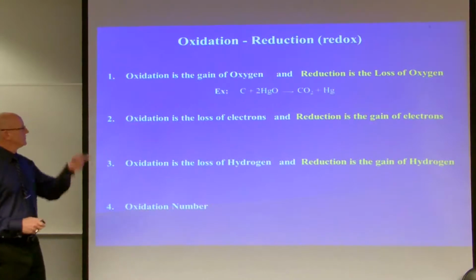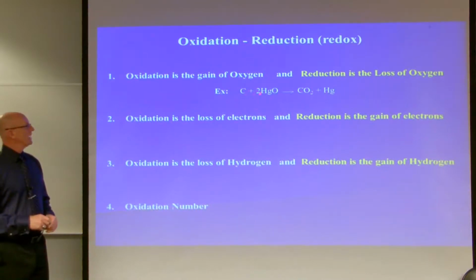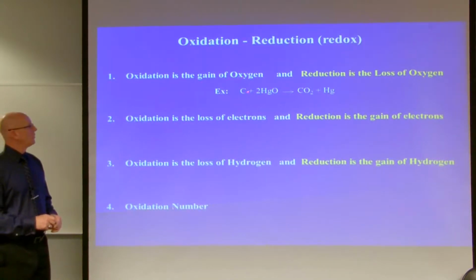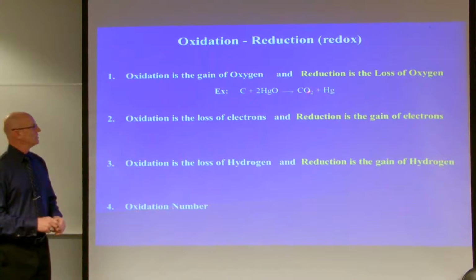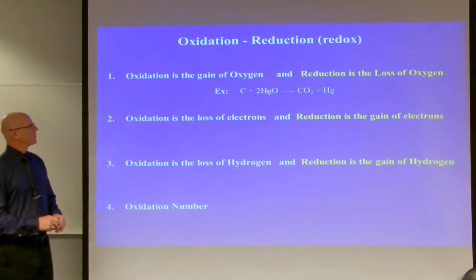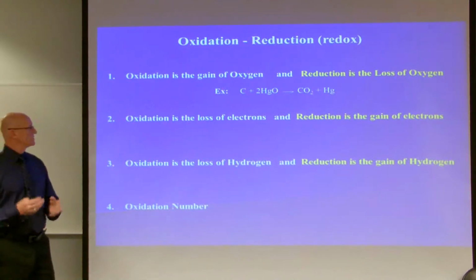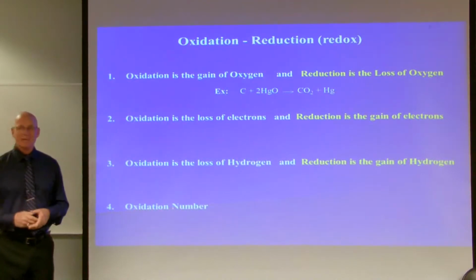Let me give you an example. Let me give you an example of oxidation as the gain of oxygen. Here we have carbon and 2 mercury oxide molecules. Now, if oxidation is gain of oxygen, carbon will actually gain that oxygen. So carbon is oxidized. And the mercury oxide will lose its oxygen, so the mercury has been reduced. So that's the old term. And now with oxidation as the loss of electrons and reduction as the gain of electrons.